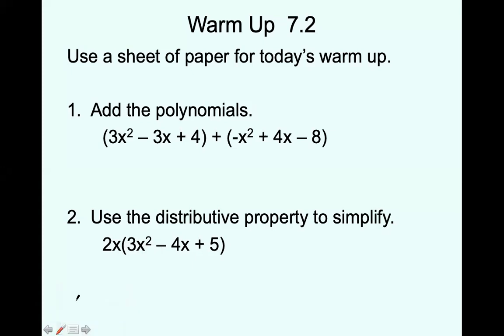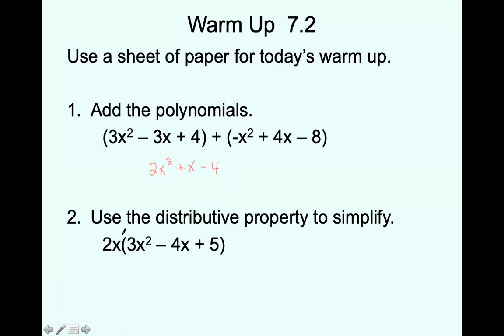All right, on the first one, we're adding polynomials. This is what we did yesterday. So 3x squared plus negative x squared would be 2x squared. Then we have a negative 3x here, a positive 4x, negative 3 plus 4 would give us a positive 1x, and 4 plus negative 8 is negative 4.